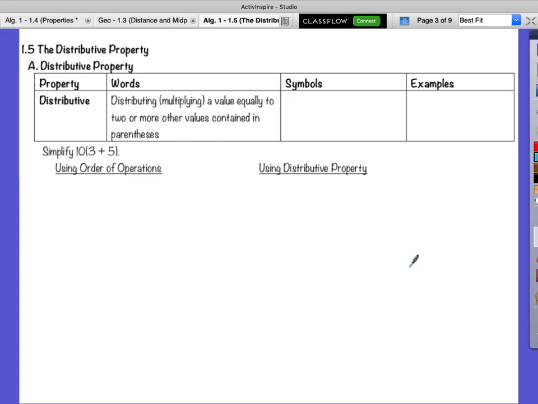Distributing, or multiplying, a value equally to two or more other values contained in parentheses. Here's an example. If you have A times (B plus C), that'd be the same thing as A times B plus A times C. We can multiply both of those. We distribute it, so to speak.